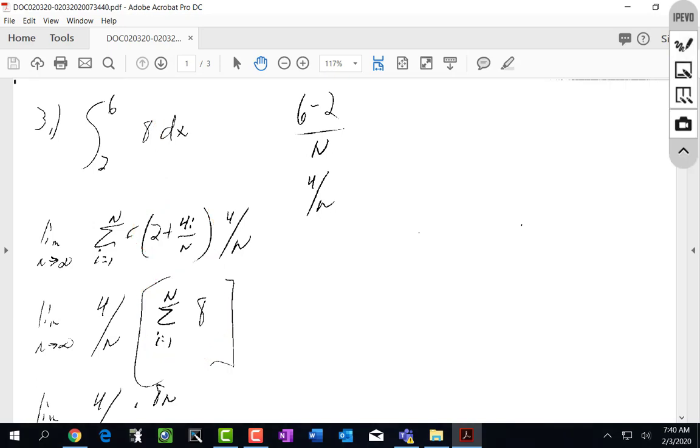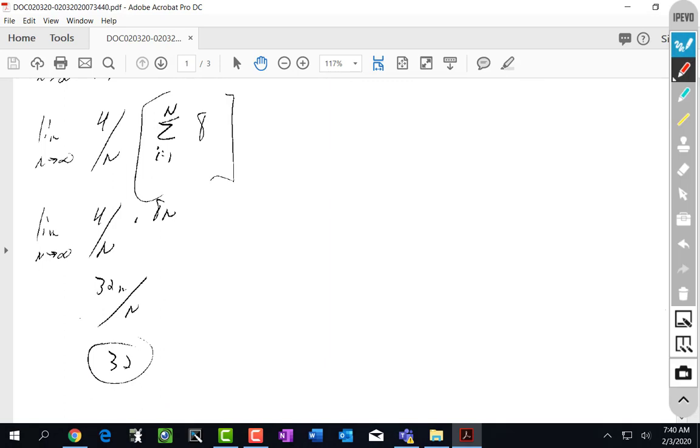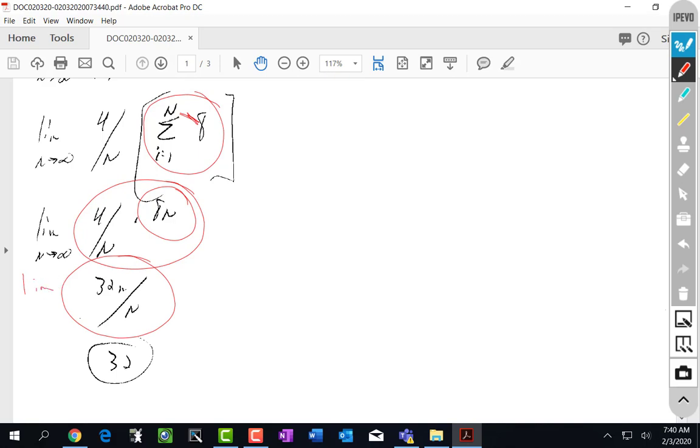And when I do that, my rule for summation notation, you just take this times this. When I take that times that, I get 8 times n. I multiply this together, and I get 32n all over n. And when I take that to infinity, remember, I'm just finding those horizontal asymptotes. The power is the same, so I take the leading coefficient over the leading coefficient, and my answer is going to be 32.